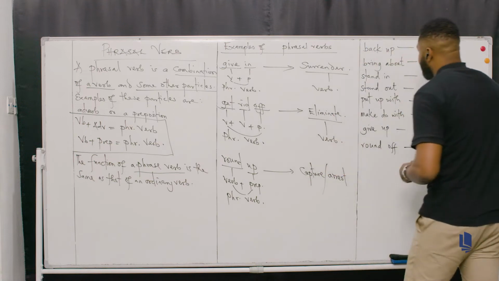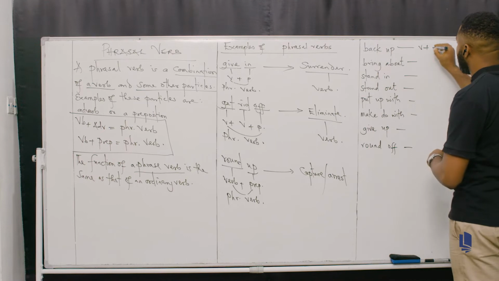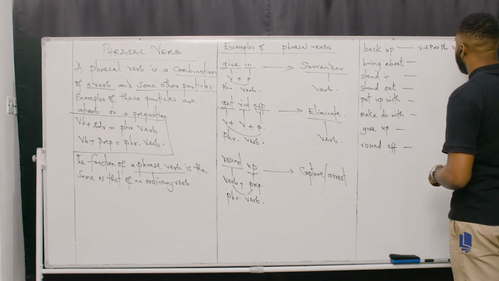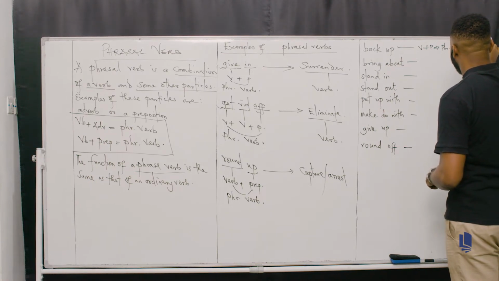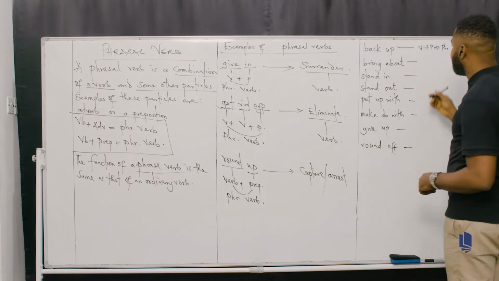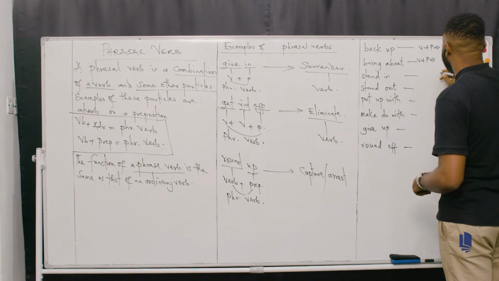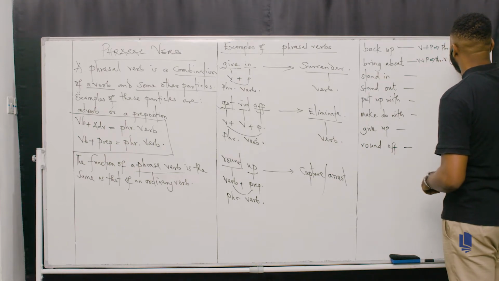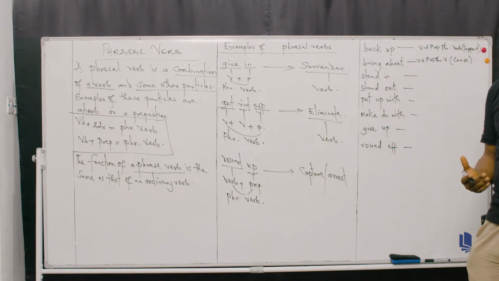Now, here we have, of course, back is a verb, okay, plus up, which is a preposition. This will give you a phrasal verb, which means to support. To back up will mean to support as an ordinary verb, okay? And then here you have bring about, bring being a verb, plus about, which is a preposition, and definitely this will give you a phrasal verb. And what's the meaning of this phrasal verb? You have cause. Bring about means to cause, that is to necessitate something.